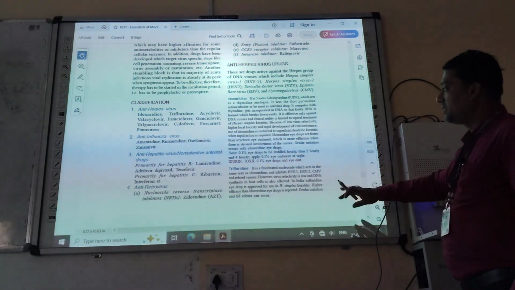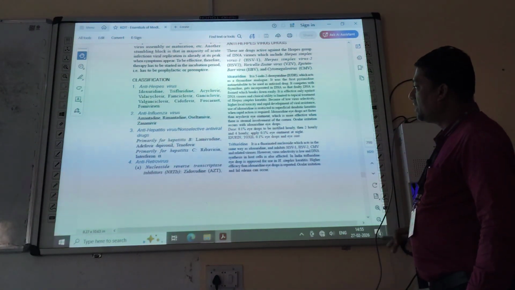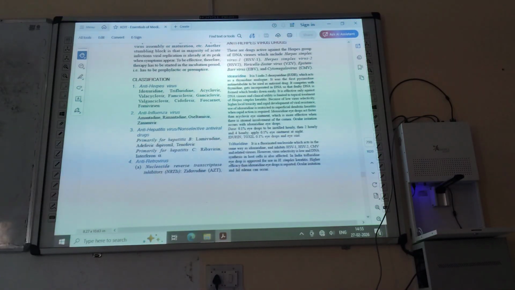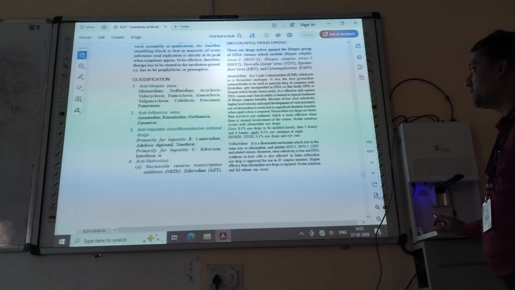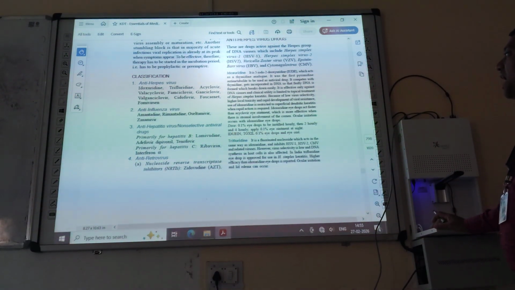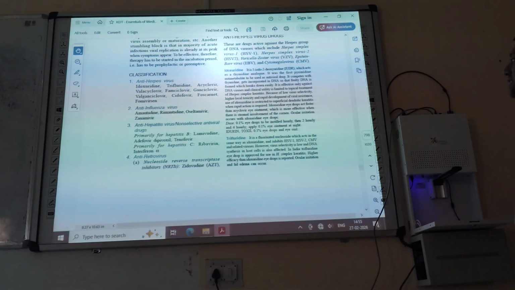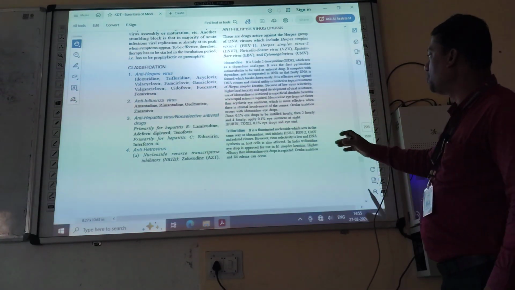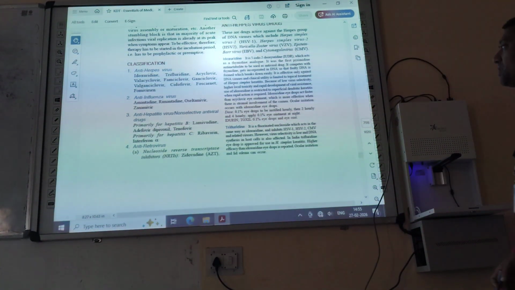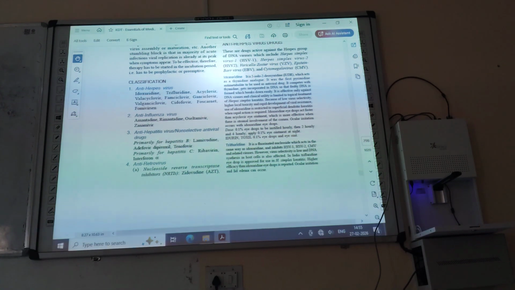Okay. Then the next one is trifluridine. It is a fluorinated nucleoside which acts in the same way as hydroxyuridine and inhibits HSV1, HSV2, CMV and related viruses. These are different examples of virus.